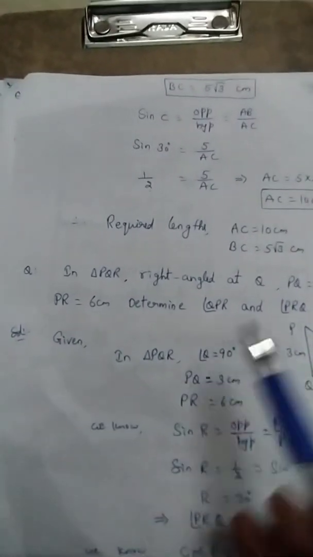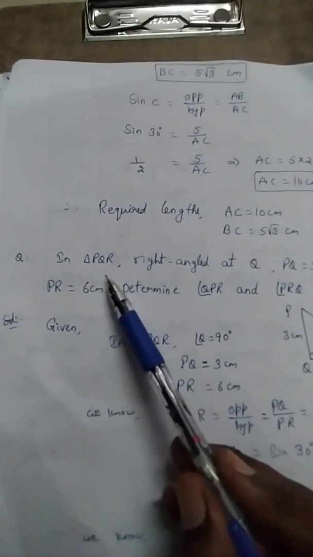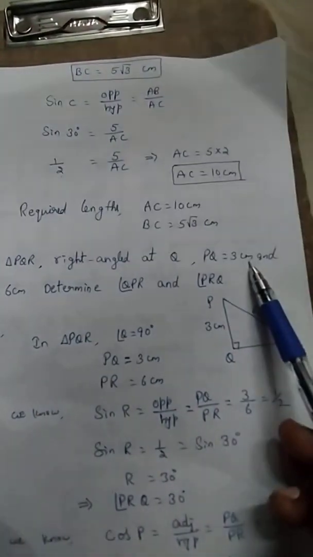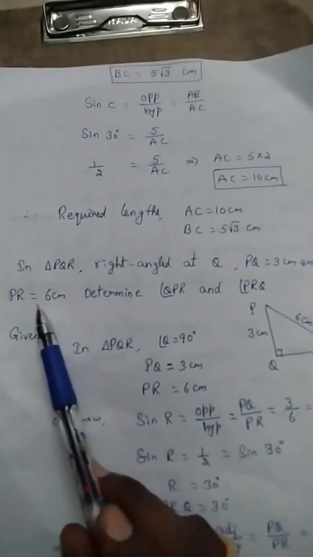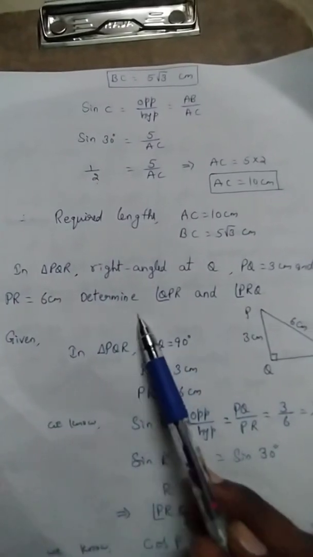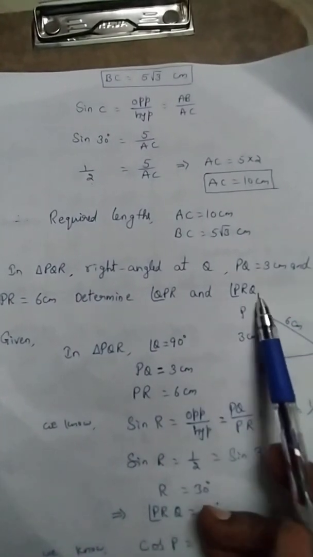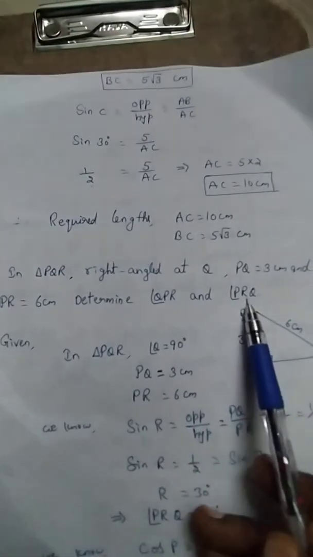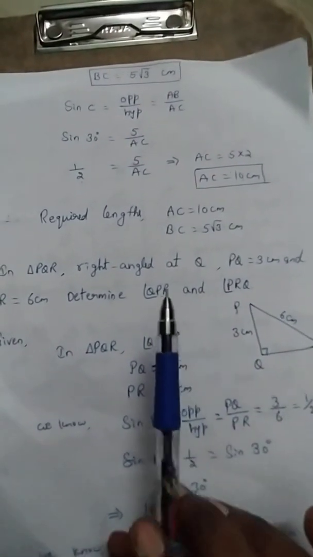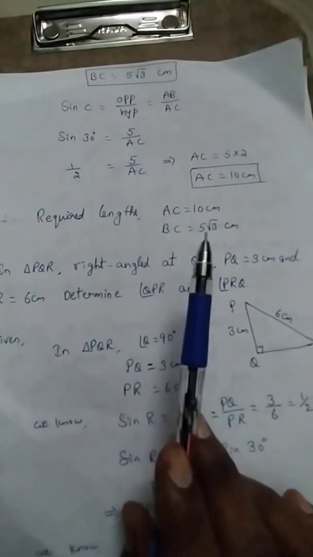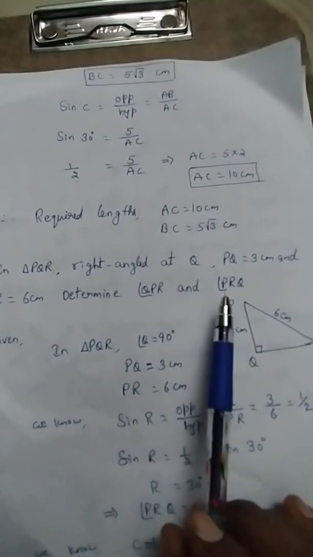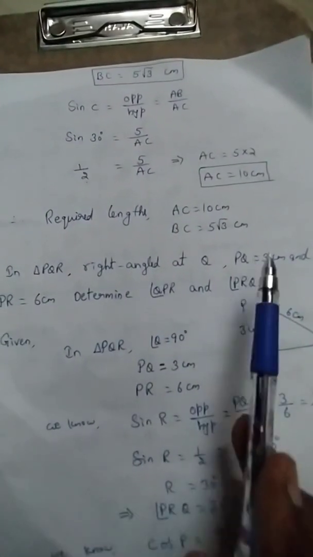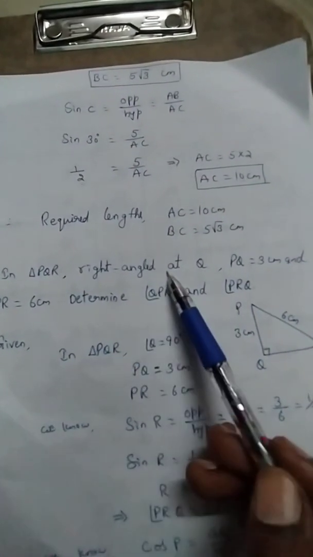Clear? Then coming to the second question: in triangle PQR, right angle at Q, PQ is equal to 3 centimeters and PR is equal to 6 centimeters. Determine QPR and PRQ. In the previous problem, you found the lengths of the sides, but here we'll find the angles. Two sides are to be mentioned in the problem, and one of the angles is to be a right angle.